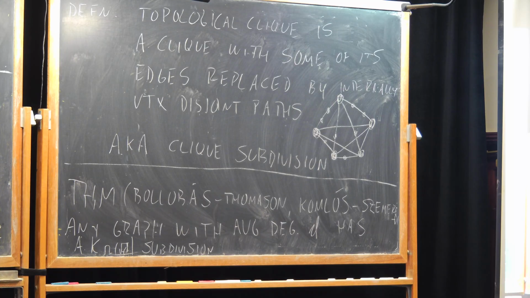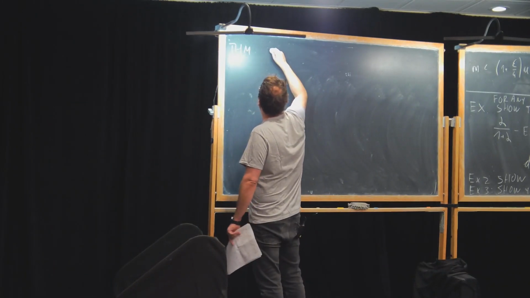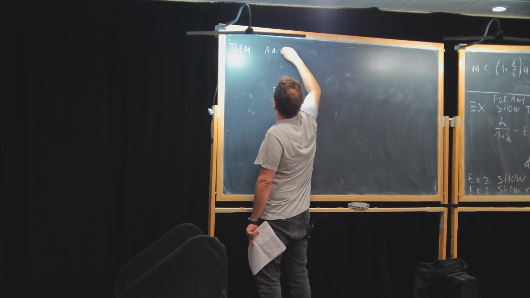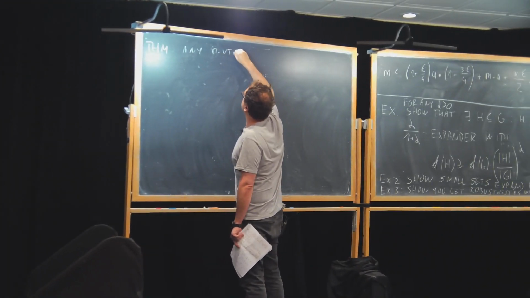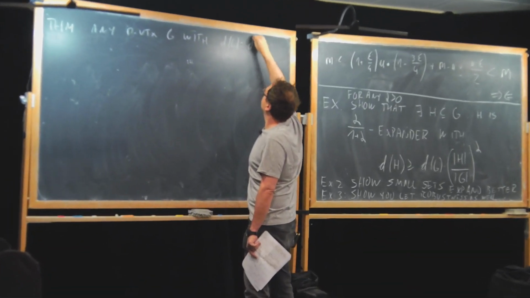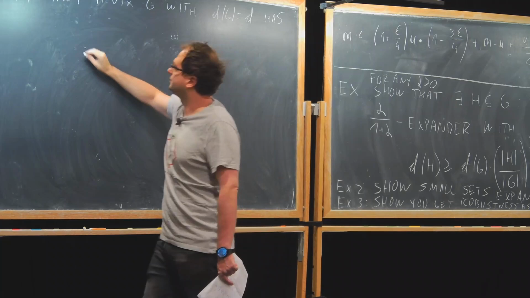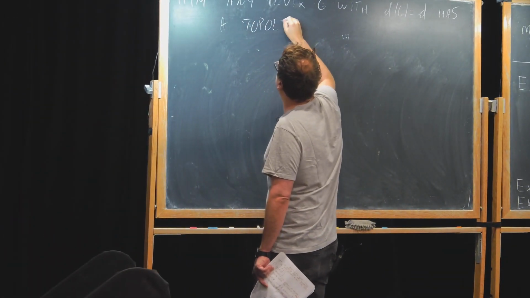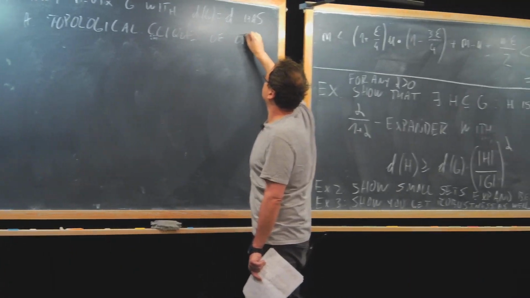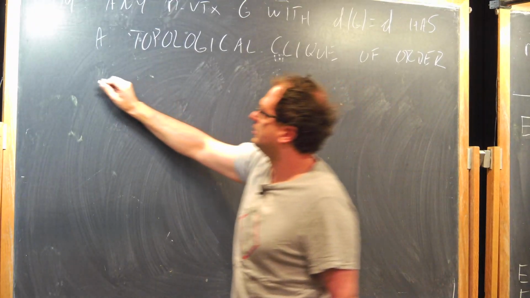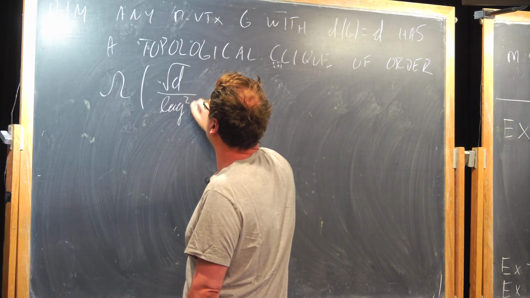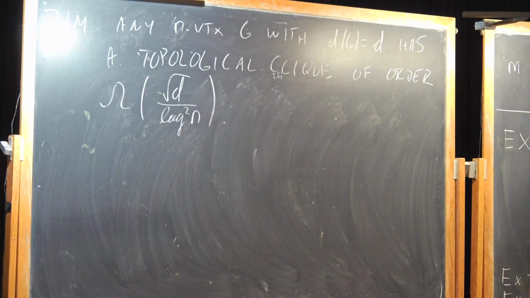What I want to prove is slightly weaker. Any graph G with average degree d(G) equal to D has a topological clique of order Ω(√D / log² n). So I'll pay a polylog.